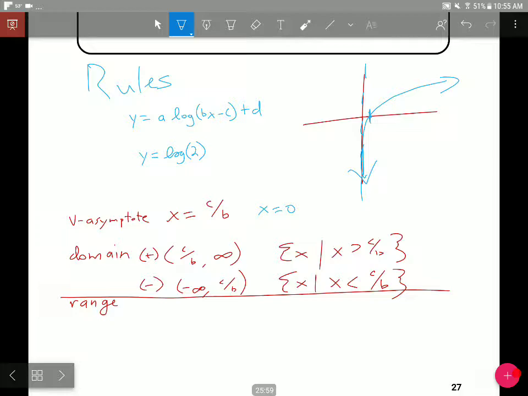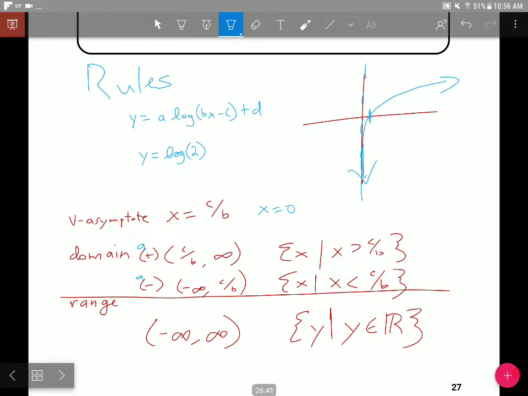Your range, well, it goes down forever and it goes up forever. So your range for all of these is all real numbers. That's the easy one to remember. So when it asks you what the domain is, you just got to know, is A positive or negative? And which way it goes. The range for these is what? All real numbers. Cool? And those are your rules for this.